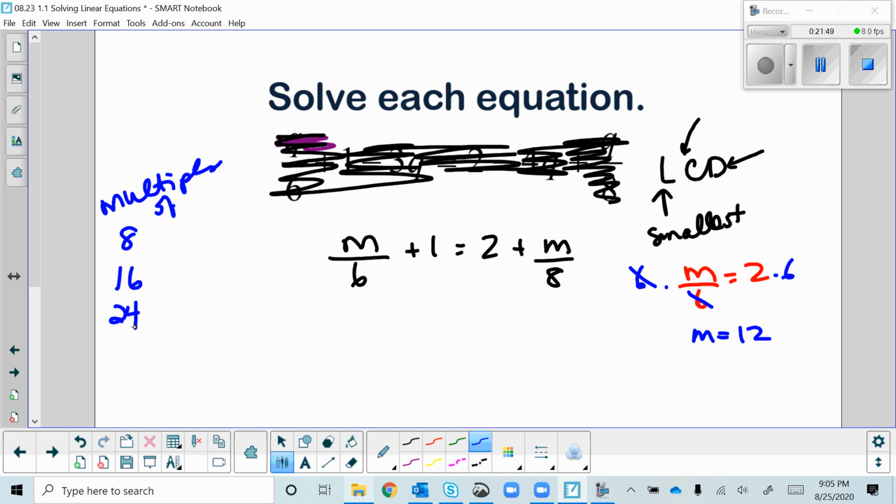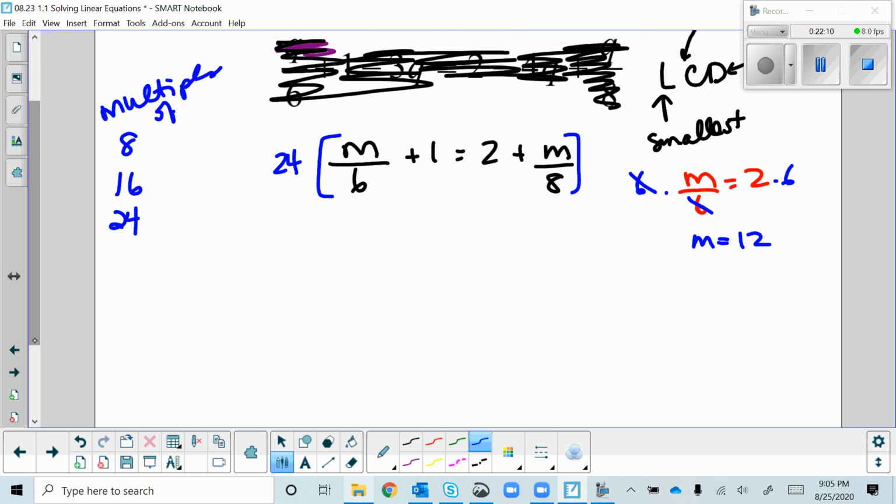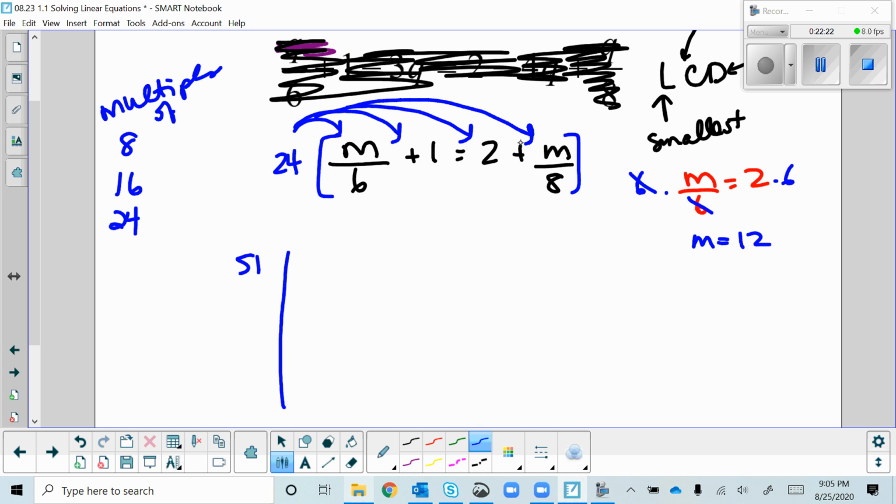So what I'm going to do is multiply everything by 24. This is my least common denominator. And you'll notice this is a distributive property. So it's kind of like my step 1 all over again, but just in a different way. So because it's an equation, whatever you do to one thing has to be done to everything. So everything's getting multiplied by this 24.